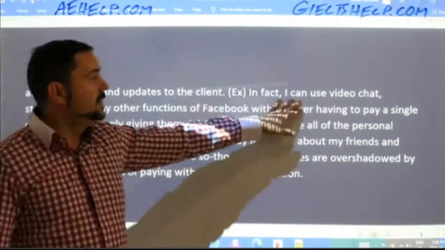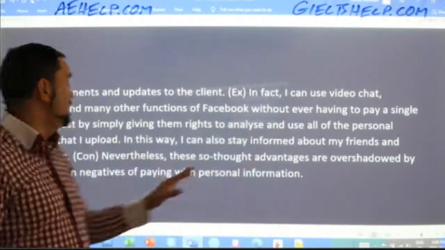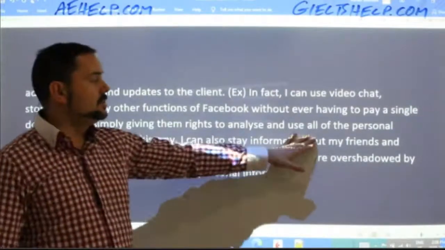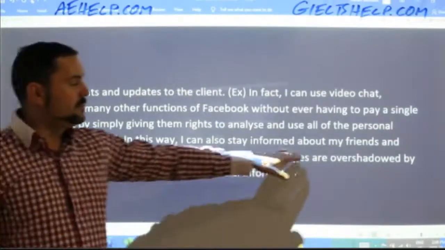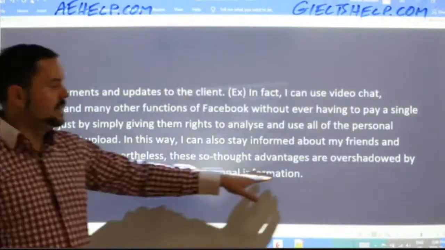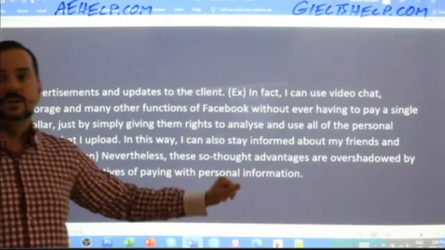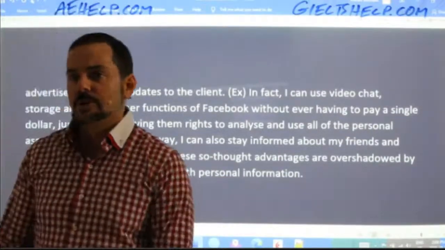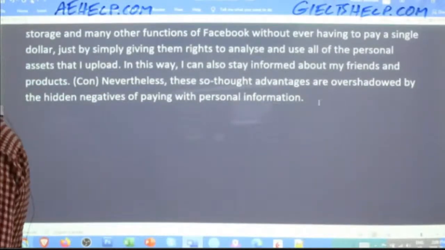In fact, I can use video chat, storage, and many other functions of Facebook without ever having to pay a single dollar, just by simply giving them rights to analyze and use all of the personal assets that I upload. In this way, I can also stay informed about my friends and products. Nevertheless, these so-thought advantages are overshadowed by the hidden negatives of paying with personal information. Okay? Janelle, not outshadowed, overshadowed. Okay? All right, let's get into body paragraph 2.